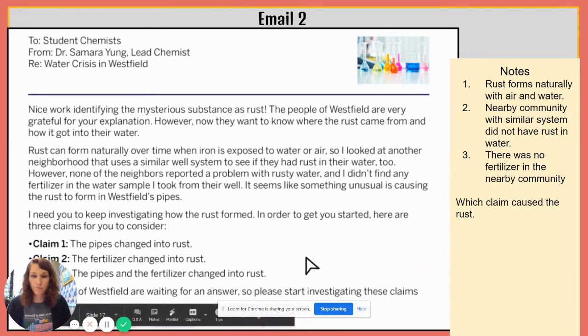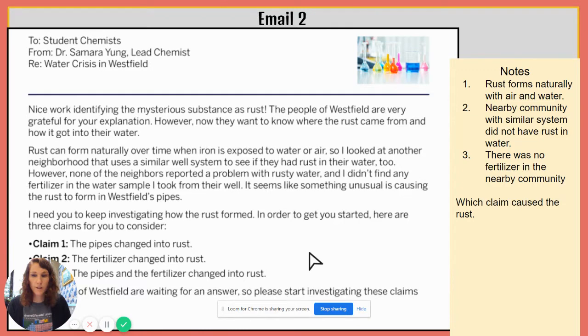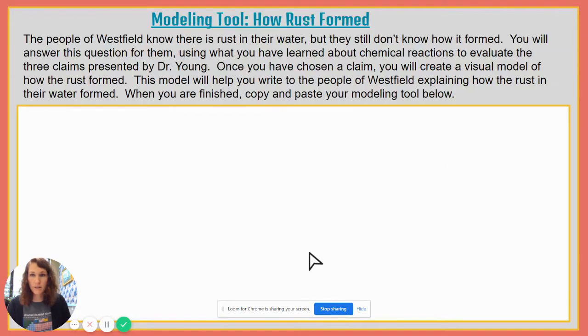you find important. Okay, so the next thing we're going to do is slide 18, which is the modeling tool on how rust formed. The people of Westfield know there's rust in their water, but they still don't understand how it formed. What we're going to do is make a modeling tool to show how a reaction has taken place for Dr. Young, and understanding that rust formed from a chemical reaction. So you're going to click on the link here, and just a reminder, you have to be in presentation mode to open up the link.